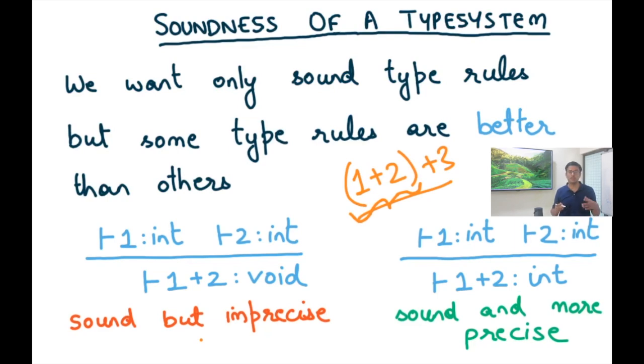So if I have sound rules, all the programs that it accepts would still be correct, but it would leave out some correct programs, right? So if the type system is sound, then it only accepts correct programs. However, we want a precise type system, because if it's imprecise, if it is not giving the full information, then it's also going to exclude some correct programs, which we don't want. So the second one is sound and precise. The first one is sound and imprecise.